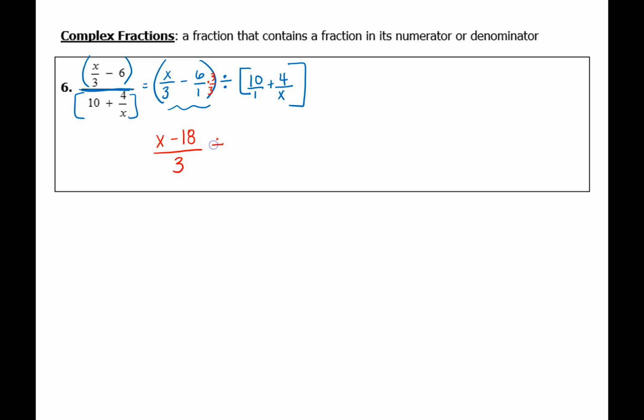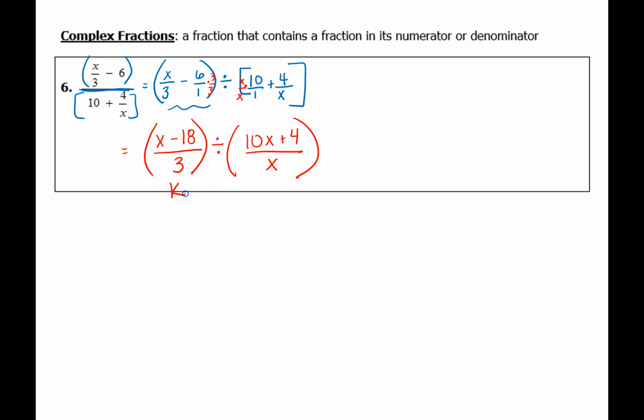When I look at the one on the right, my LCD is x. So this one needs to be multiplied by x over x. So that gives me 10x plus 4 all over my common denominator of x. So just by looking at these individually and getting a common denominator, it made it a significantly less complicated problem. It doesn't look so visually complicated.